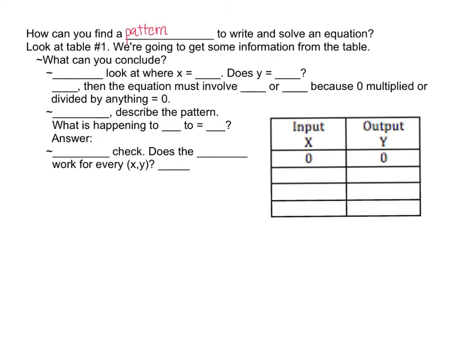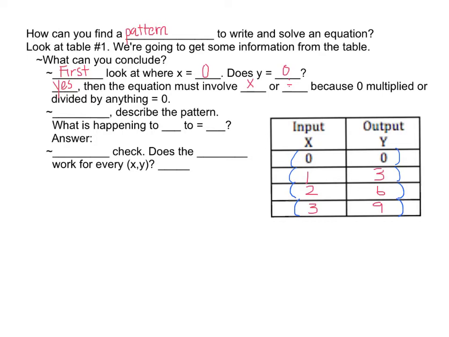Well, we're going to look at table 1 and we'll get some information from the table. In our table, we have our ordered pairs, where x is 0, y is 0, where x is 1, y is 3, where x is 2, y is 6, and where x is 3, y is 9. First, we're going to look at where x is 0. Does y equal 0 too? Yes. Then the equation must involve multiplication or division.